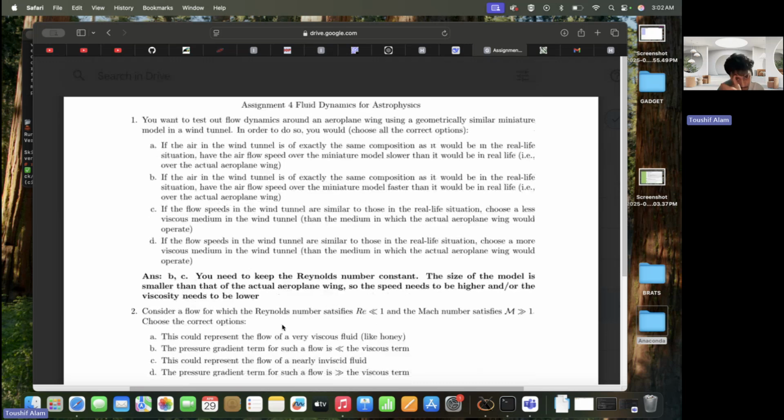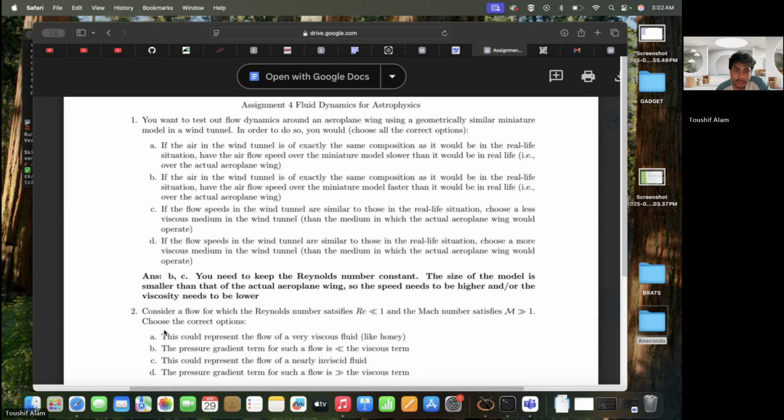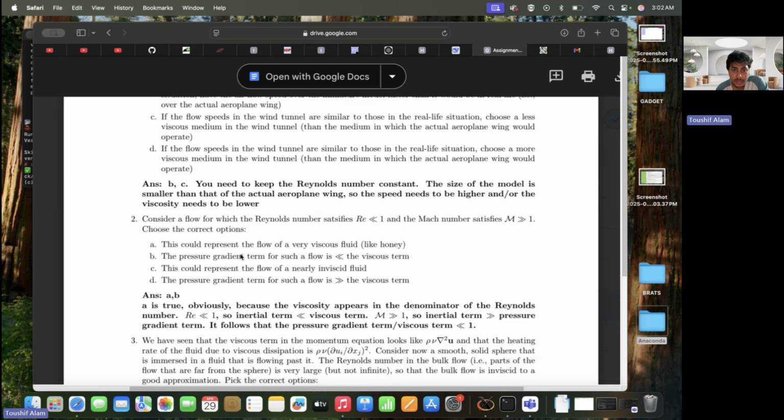Consider a flow for which the Reynolds number is much less than 1, Mach number is much greater than 1. What is the correct option? This could represent the flow of a very viscous flow like honey. This is not right. It is much less than 1. The pressure gradient term, sorry, it can be because Re is much less than 1. The pressure gradient term for such a flow is much less than the viscous term. So the correct option is that the pressure gradient is obviously much less than the viscous term.